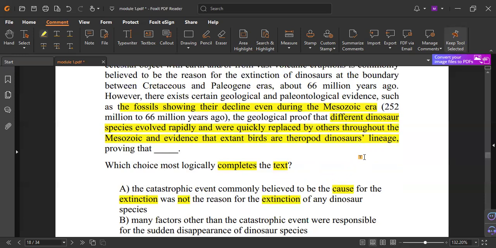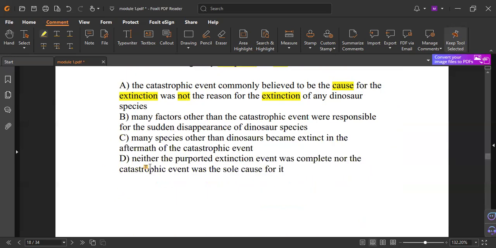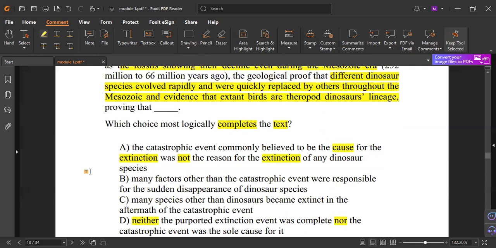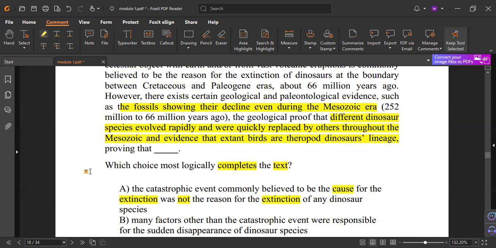So what's the reason? Because they found geological proof. So here he said not. Now it must be letter D. He said here neither the purported extinction event was complete nor the catastrophic. It means they don't know what is the reason exactly. It means they are not sure right now if that is the reason or not.